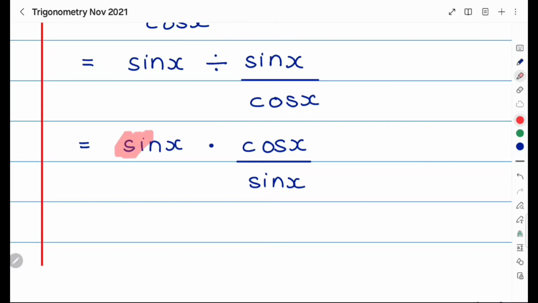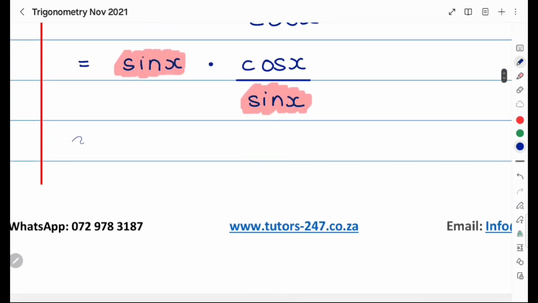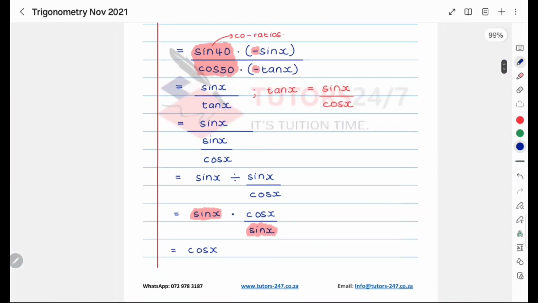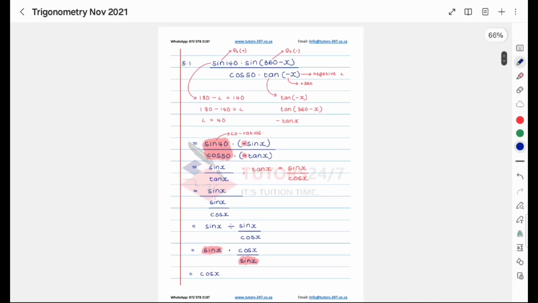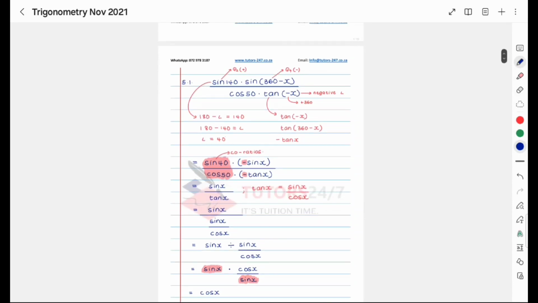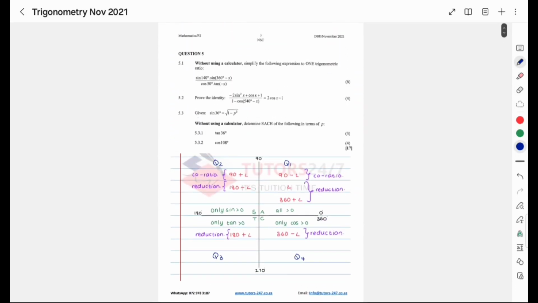And as you can see, we have sine x on top and sine x at the bottom, so they cancel each other out, therefore leaving us with cos x only. So we have simplified that fraction into a single trigonometric ratio. We have simplified 5.1 into cos x only. So that is it. Next, let us move on to question 5.2.